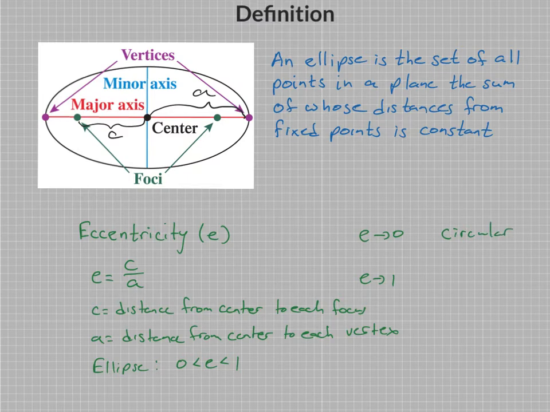If that value of e gets closer and closer to 1, what's happening there is that our foci are getting further away from the center, and they're also getting closer to each vertex. In that situation, the ellipse is going to become more elongated, more like a cigar shape, if you will.